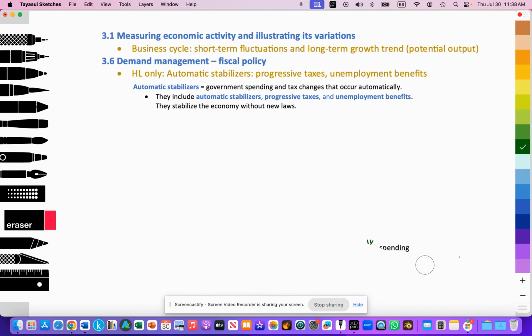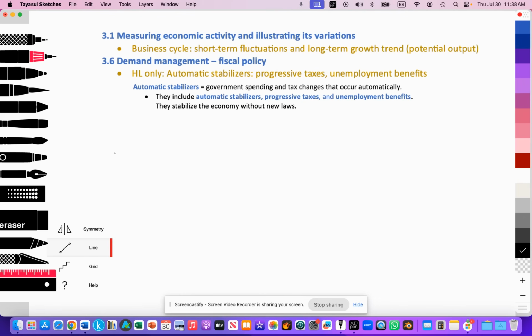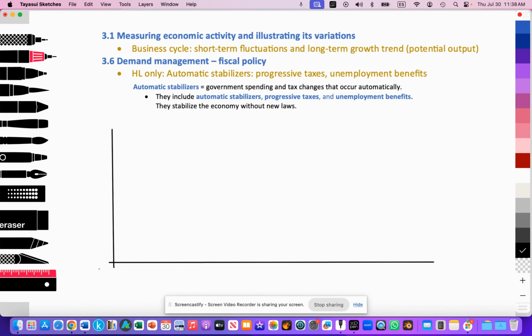Okay, so let's go ahead and draw the business cycle. There's a way to demonstrate our understanding of the impact of automatic stabilizers on that cycle. So this is a higher level topic. On the y-axis, we're measuring real GDP. And on the x-axis, we're measuring time.